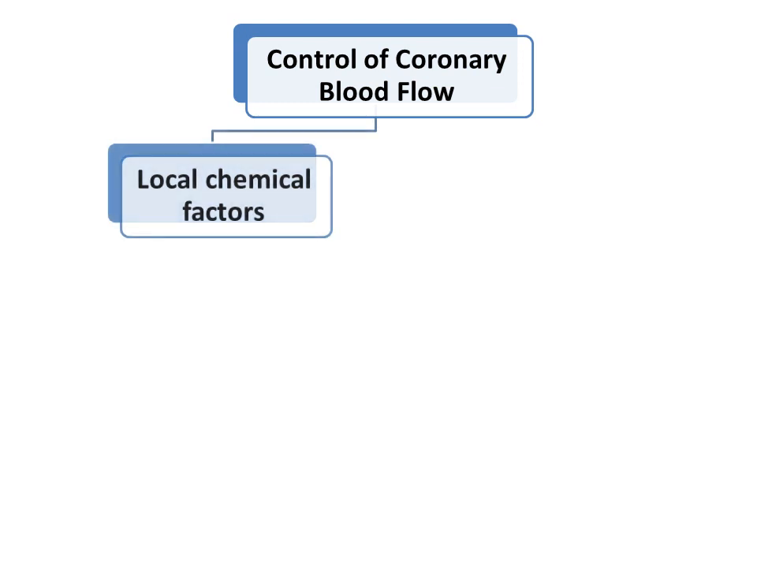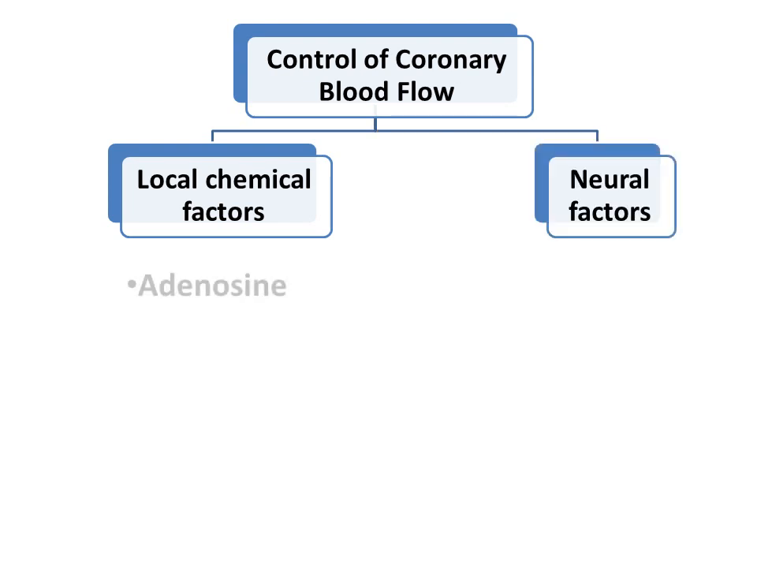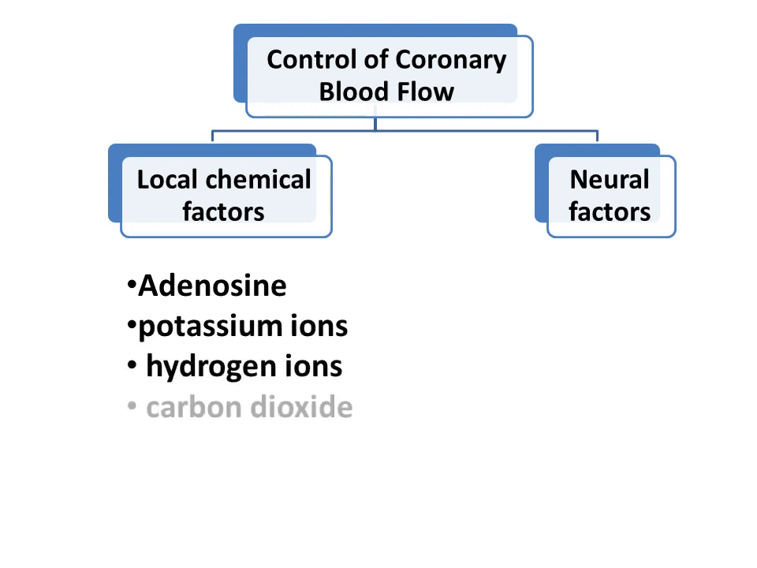Control of the coronary blood flow. First, local chemical factors. These local chemical factors include adenosine, potassium ion, hydrogen ion, carbon dioxide, and bradykinin. Local muscle metabolism is the primary controller of coronary blood flow. الأيض هو العامل الرئيسي اللي يسيطر على كمية coronary flow.